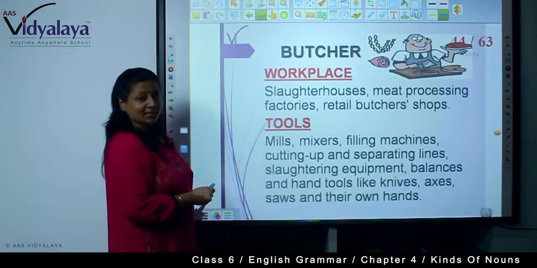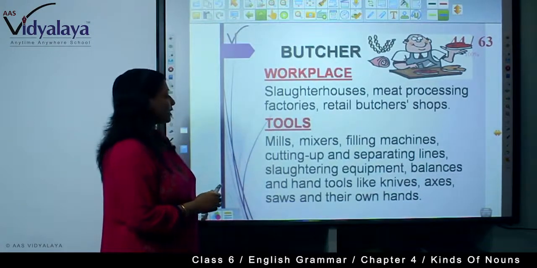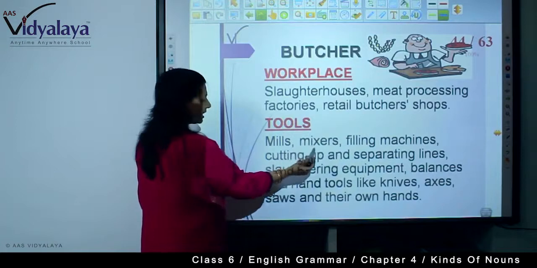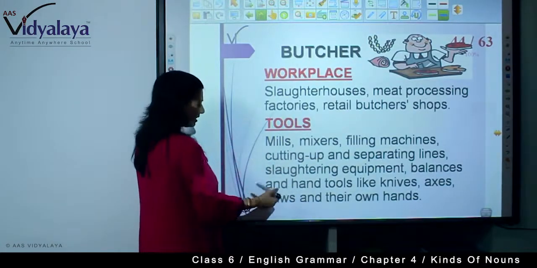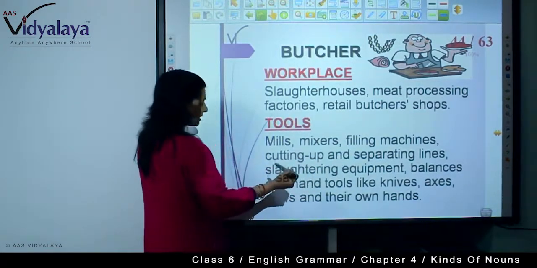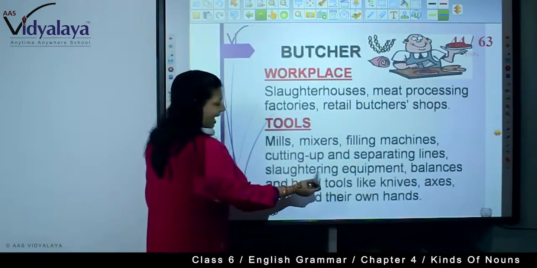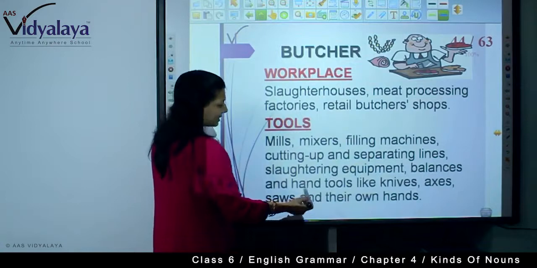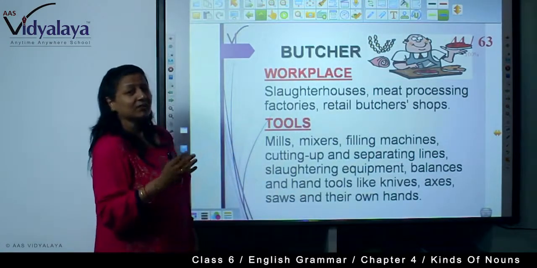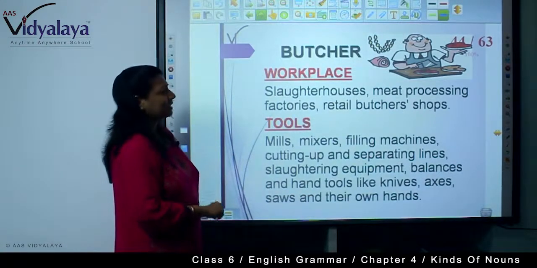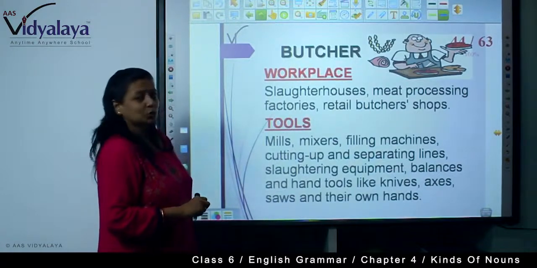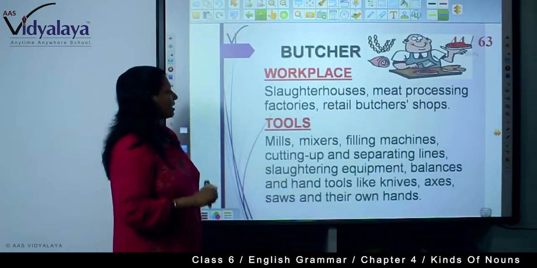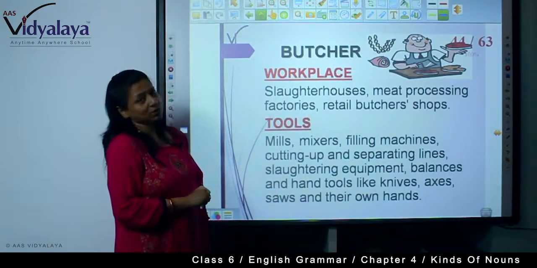And what are the tools that they want? They want mills, mixers, filling machines, cutting up and separating lines, slaughtering equipment, balances and hand tools like knives, axes, saws, and their own hands. With hands also they do so many things. So butcher, workplaces, slaughterhouse or meat processing factories or retail butchers shop.